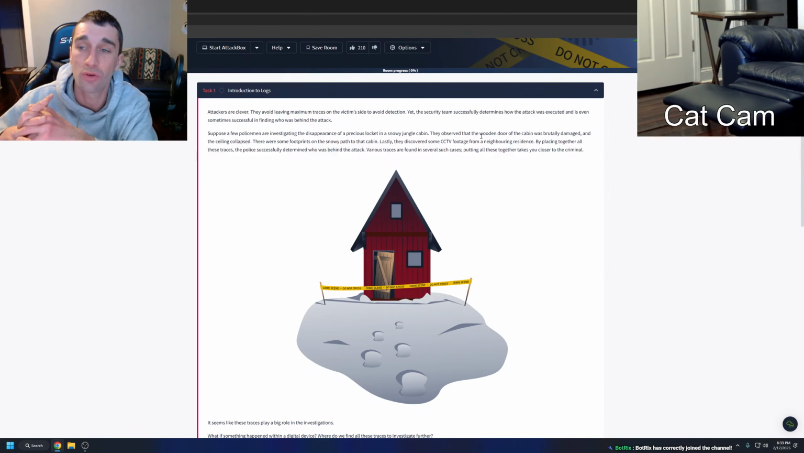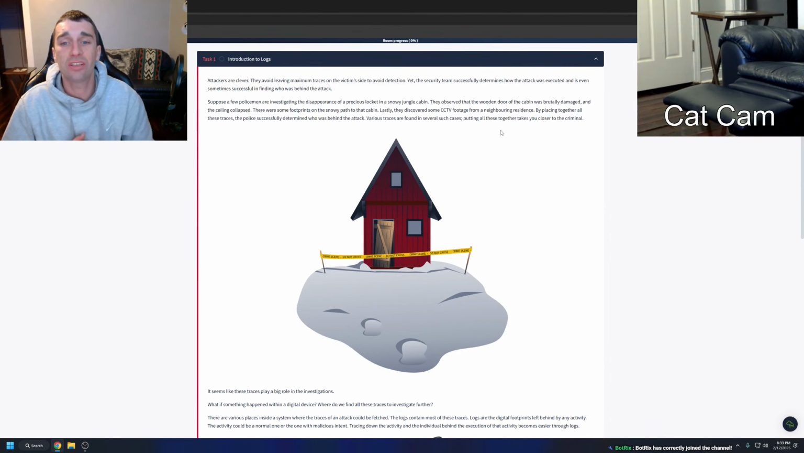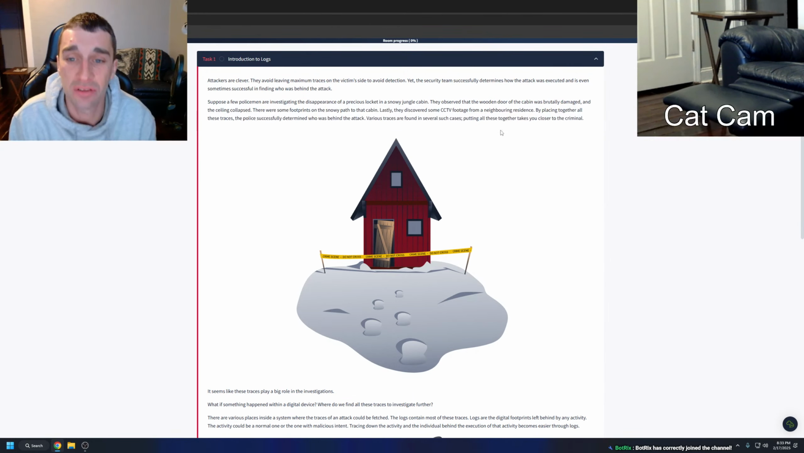Observed that the wooden door of the cabin was brutally damaged and the ceiling collapsed. There were also some footprints on the snowy path to that cabin. Lastly, they discovered some CCTV footage from a neighboring residence.